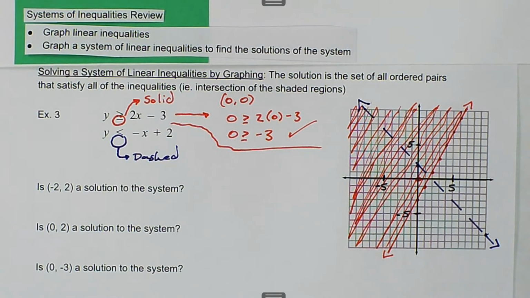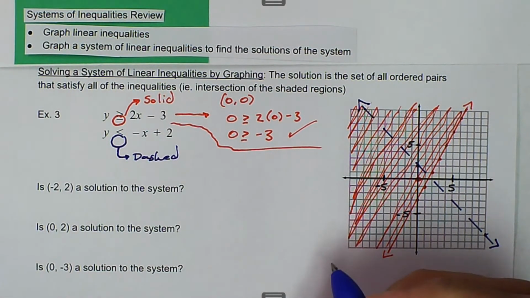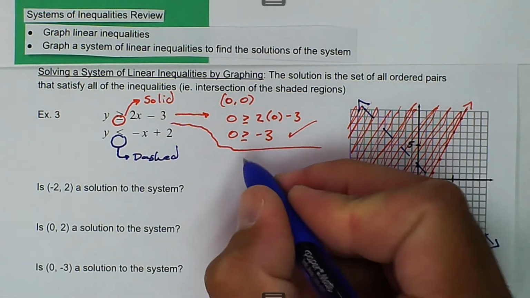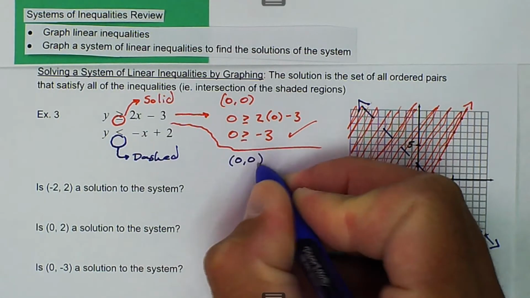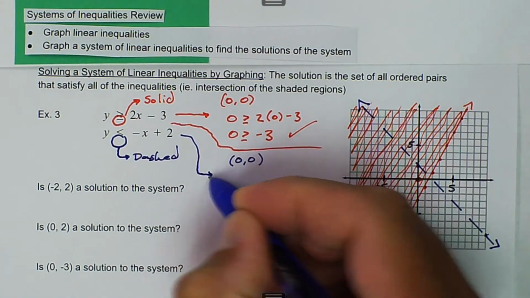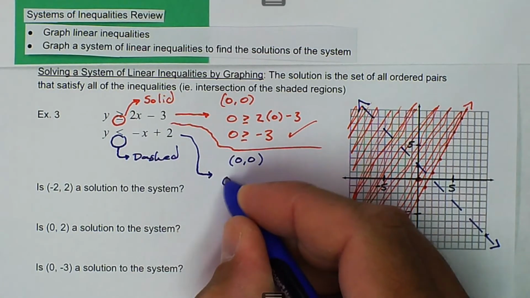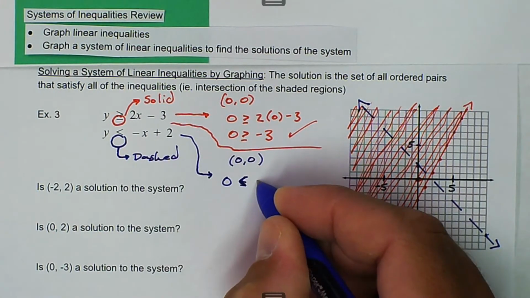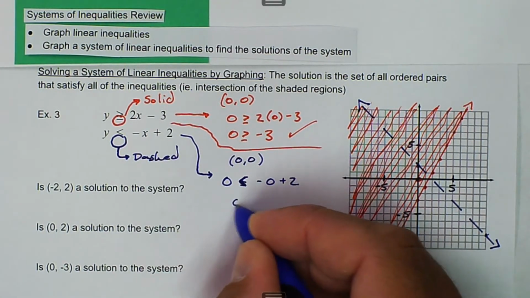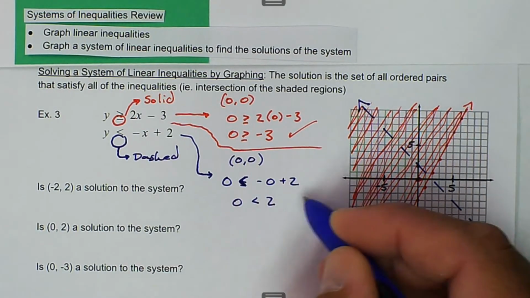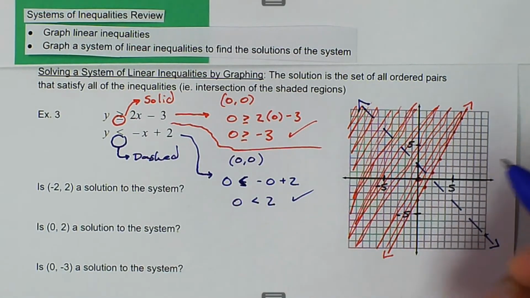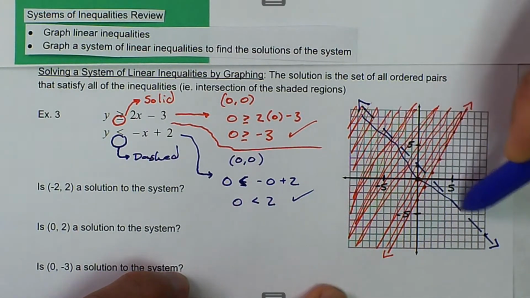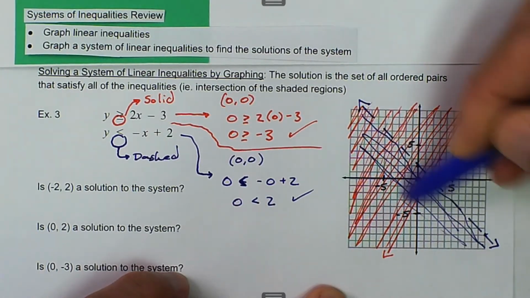And then we want to pick out a point. Again, 0, 0 is not on the line, so 0, 0 is the point that I want to pick. So I'm going to substitute 0, 0 into this equation. So 0 is less than, not less than or equal to, just less than, negative 0 plus 2. So is 0 less than 2? And that is true. So we want to shade that side of the line. So here we'll shade this side of the line.